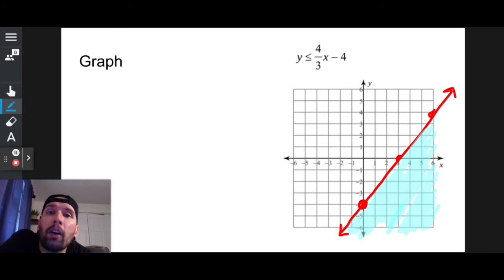What that shaded area means is all of these coordinates, 5, 0, 3, -3, 0, -6, all of those coordinates, if I were to plug into this original inequality, would be a true statement, including if I were to plug in 6, 4, because I would get 4 is less than or equal to 4, which is true.